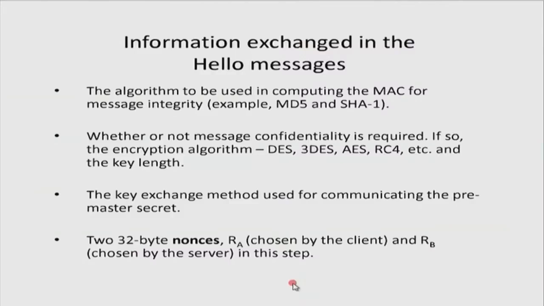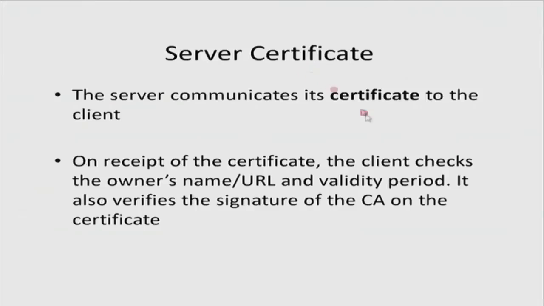Now it turns out that this exchange of the pre-master secret is actually a time-consuming operation, as we will soon see. So if I keep that fixed, but if I vary the two nonces, then I can derive a new master secret a lot more efficiently. Okay, so we talked about the first two messages, which were the client hello and the server hello. The third message is the server certificate.